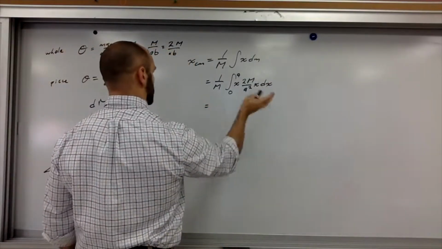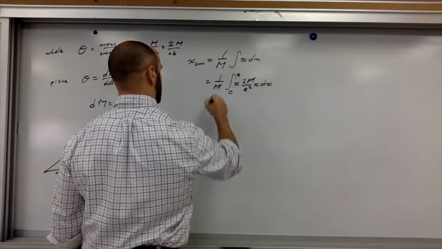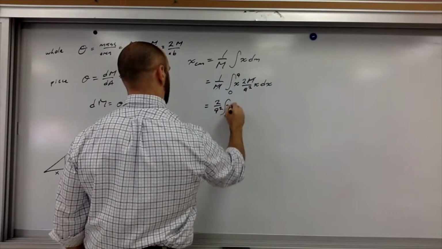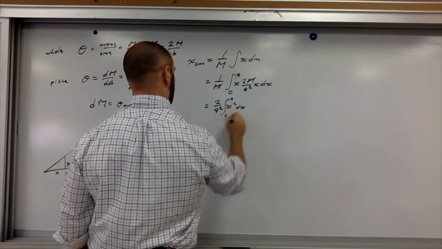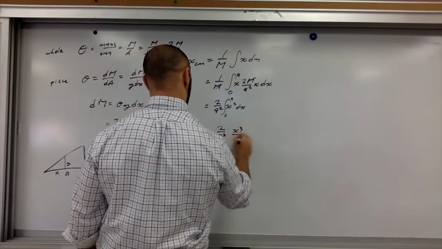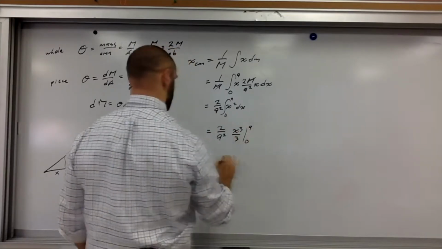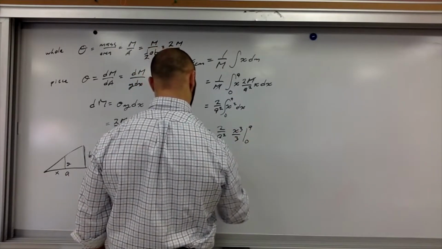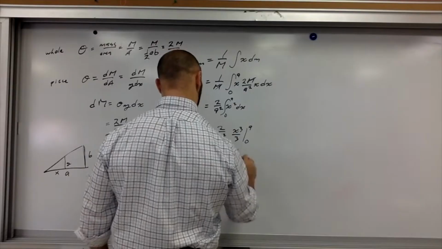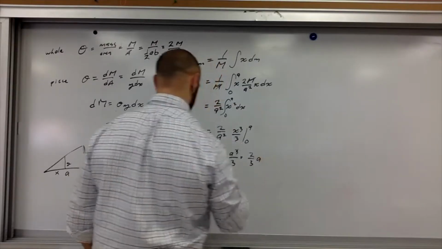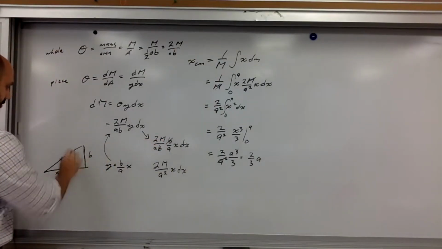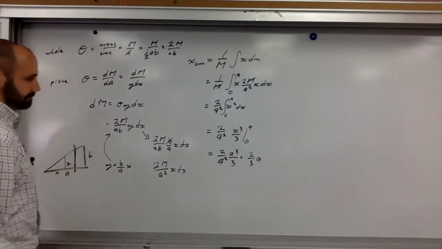Okay, so let's get out everything that we can get out here. The m cancels out with the m. I'm left with 2 over a squared, and then in the integral, x squared dx. All right, so 2 over a squared, x cubed over 3 from 0 to a. So that's going to be 2 over a squared, and then a cubed over 3. So I end up with 2/3 of a. And that makes sense, that this is going to be 2/3 of the way down this line. Right?